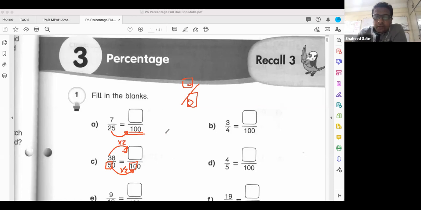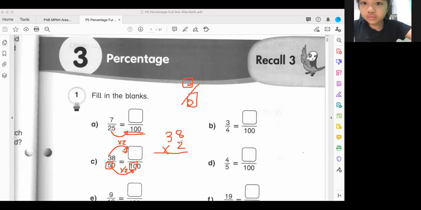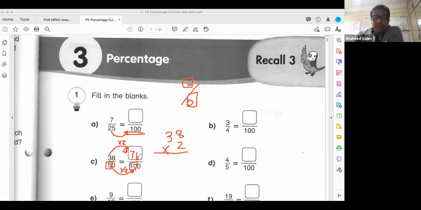You try to times lah. 38 times 2. You try to times. Can 38 times 2? 76. So on top here will be 76. But what does it mean? 76 over 100. We can also write it like this, you know. This is the same as 76%. Can you see? This means over 100.